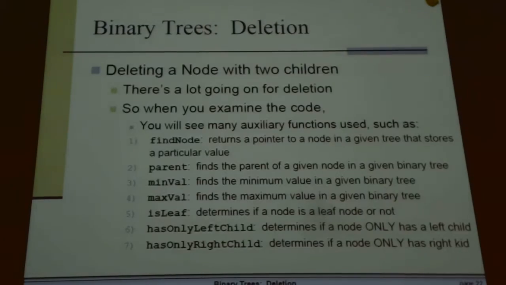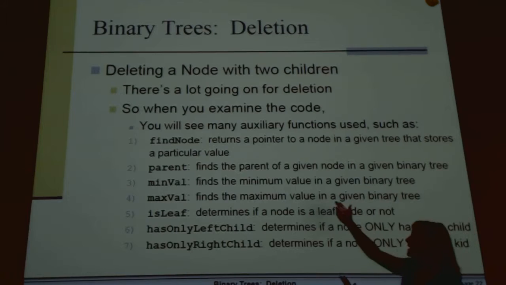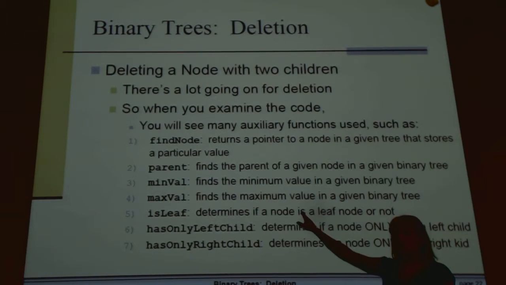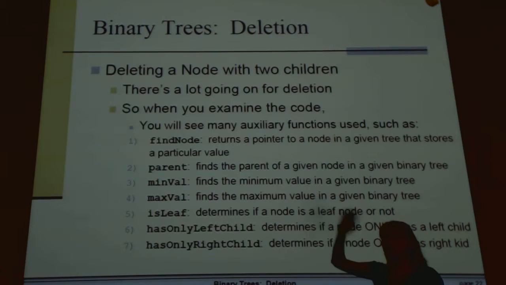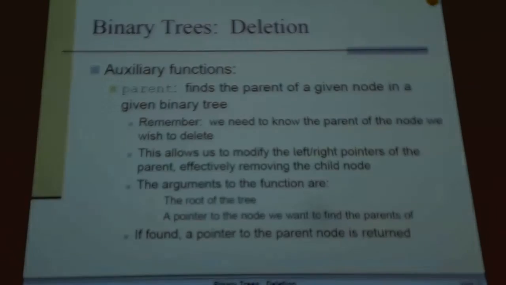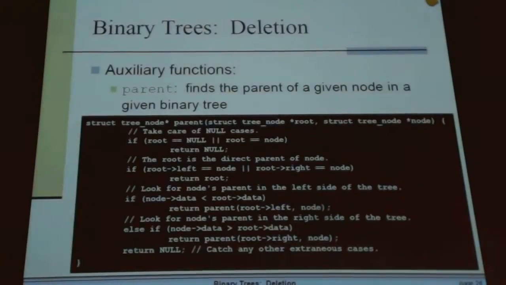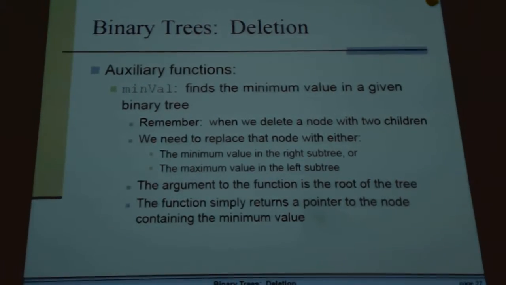So let's look at this list again. Deleting a node with two children. First you find your node. We found the parent. Now we're finding the minimum value on the right, and we're going to find the max value on the left to allow us to update our binary search tree. It doesn't matter if it's vice versa even. They both give you the same result.